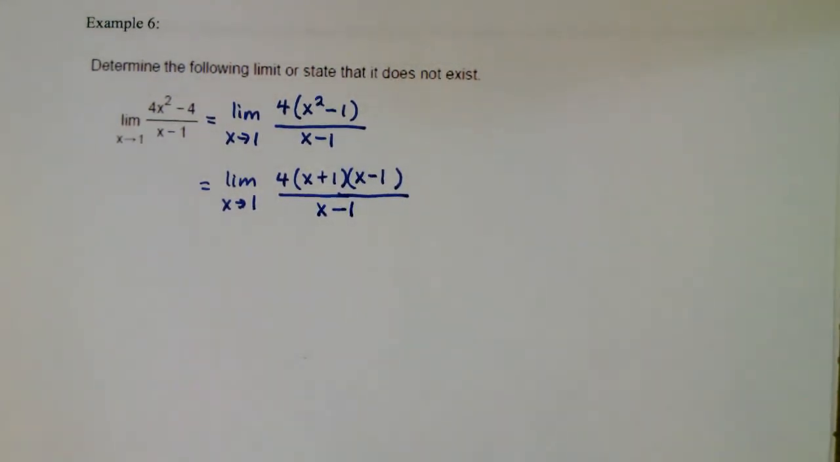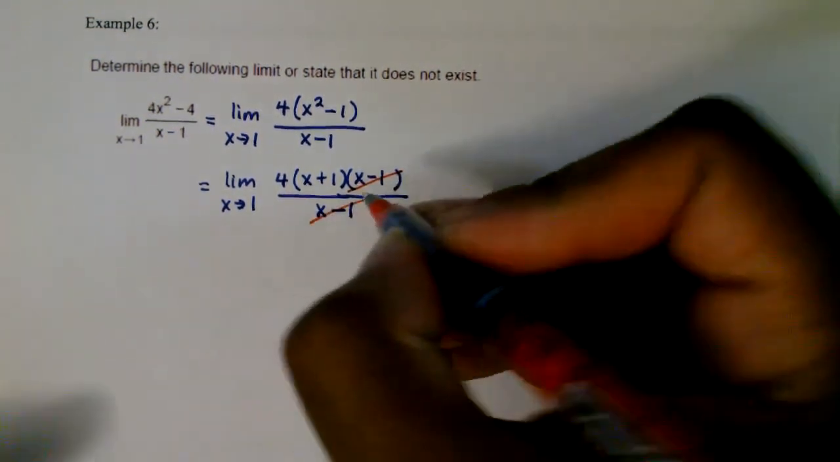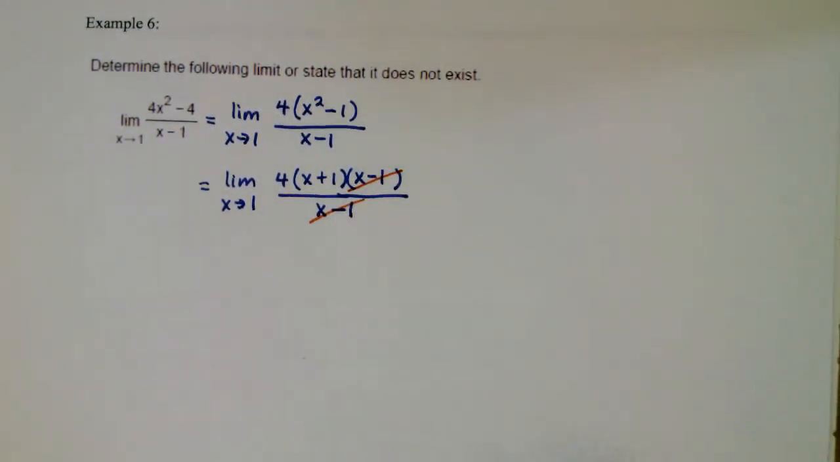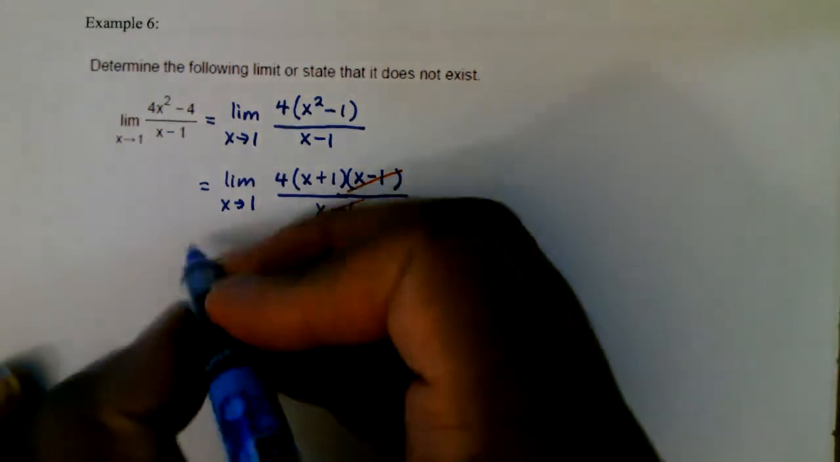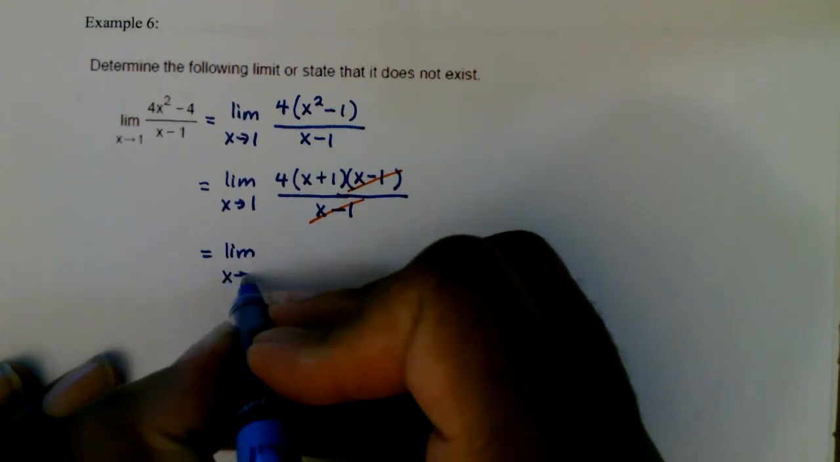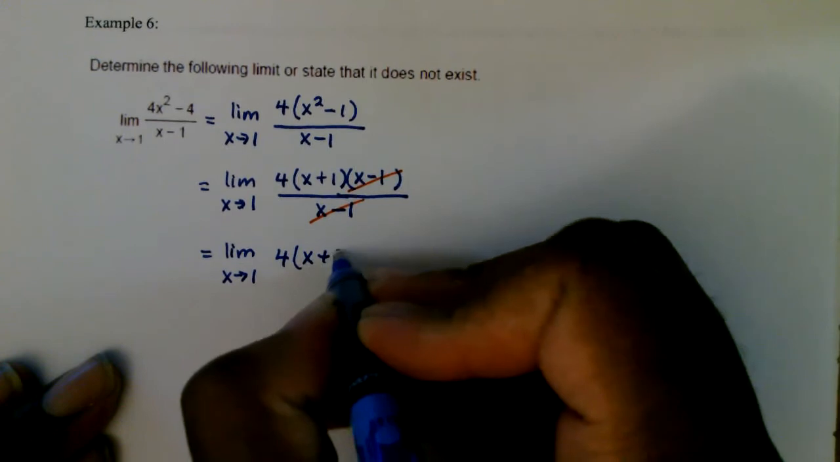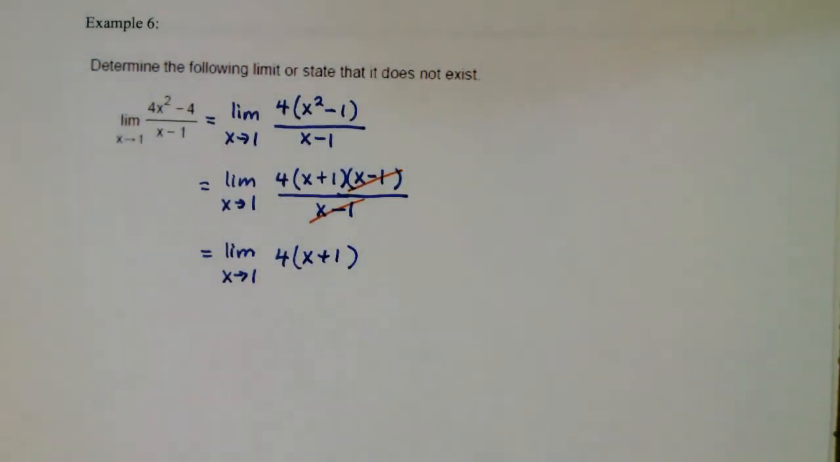And notice I can divide out the common factors here. I can divide out that x minus 1. So that means I'm left with a limit as x approaches 1 of 4 times the quantity x plus 1. And in this case, now I've reduced this to a polynomial, which I can use direct substitution.